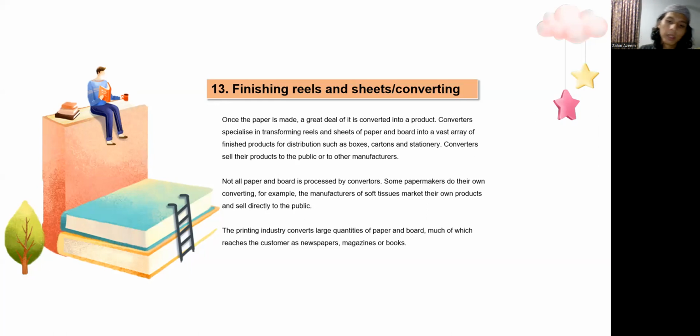Not all paper and board is processed by a converter. Some paper makers do their own converting. For example, the manufacturers of soft tissues market their own products and sell directly to the public. The printing industry converts large quantities of paper and board, much of which reaches customers as newspapers, magazines, or books.